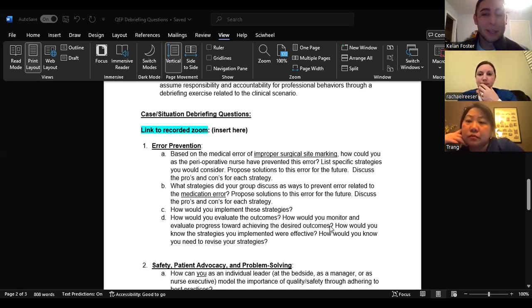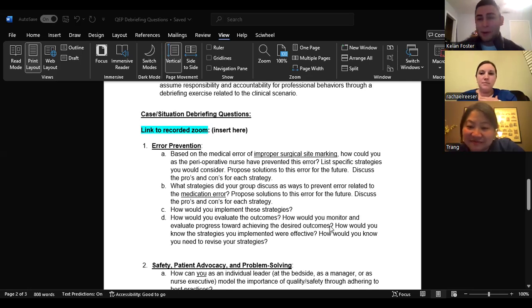Now, obviously, it still falls on the CRNA, but at least there would be a two-person barrier to that mistake happening, or I guess a three-person barrier as opposed to two if you had an extra person involved. So yeah, ready to go on to C, I guess.